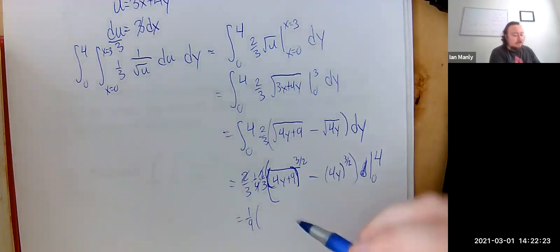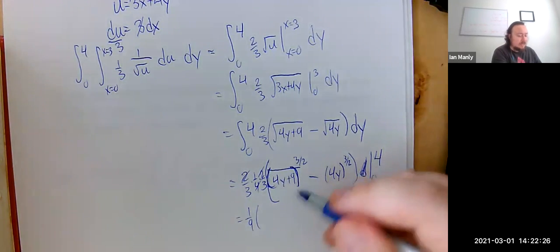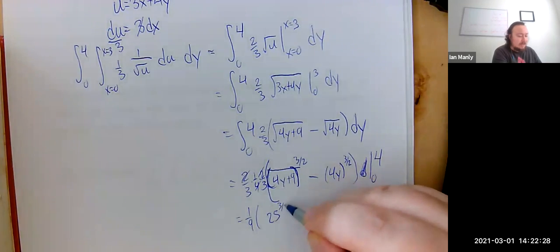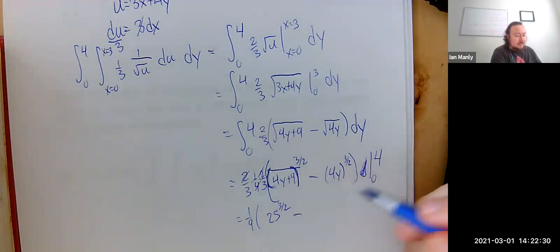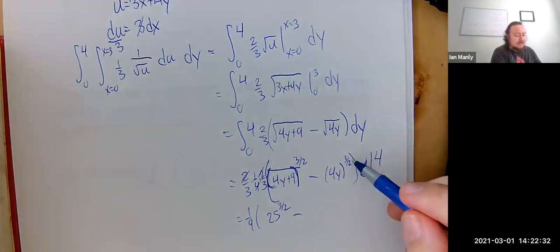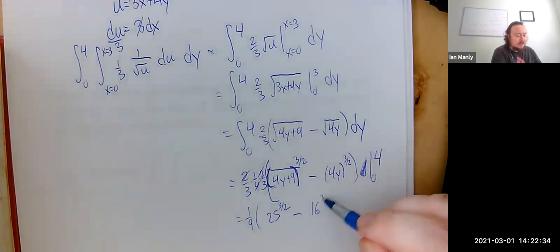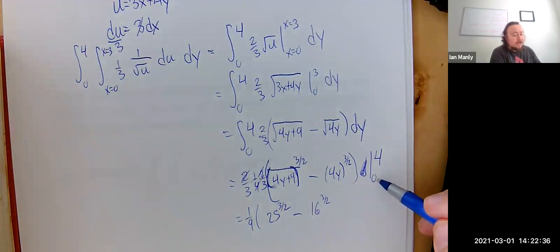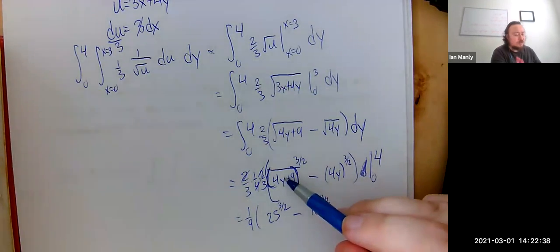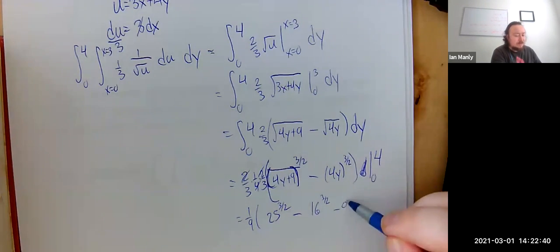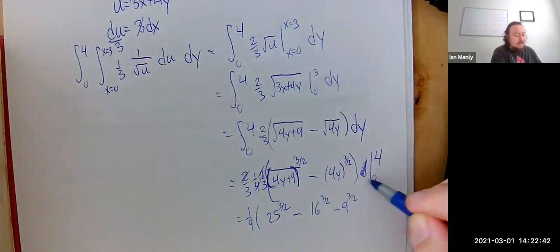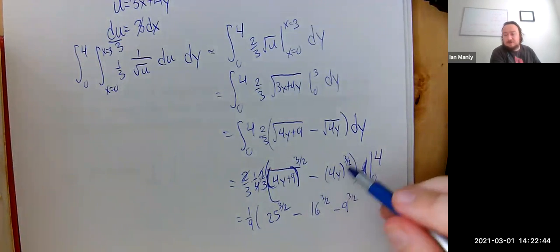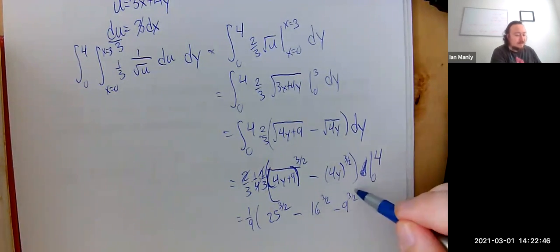So let's see. I'm going to have 16 plus 9 is 25, to the 3/2. And then I'm going to have minus 16 to the 3/2. And then I'm going to subtract when I plug in 0. So I subtract 9 to the 3/2. And I would technically add 0 to the 3/2, but that's it.